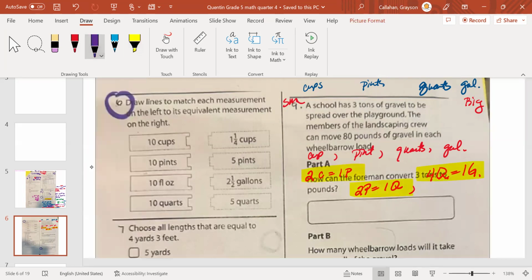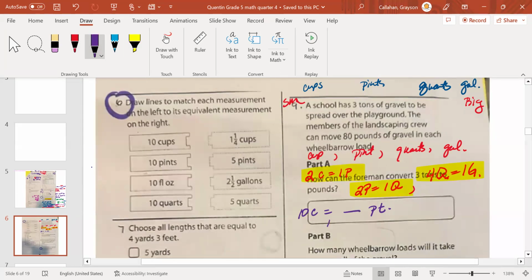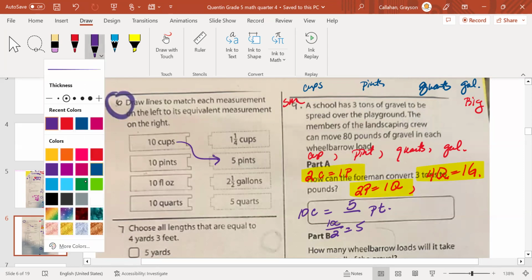So 10 cups, okay? 2 cups equals 1 pint. So 10 cups equals how many pint? If 2 cups equals 1 pint, then what's 10 divided by 2? Yeah, so 10 cups divided by 2 equals 5. That's 5 pints. So which one here is 5 pints? This one goes right there. Do you see that? Okay, that's how you figure it out.